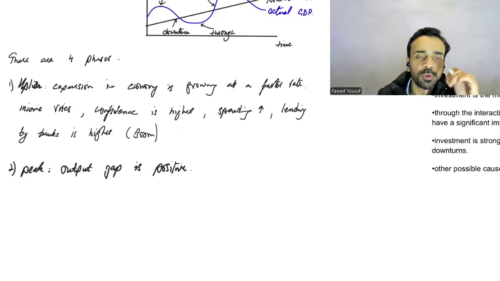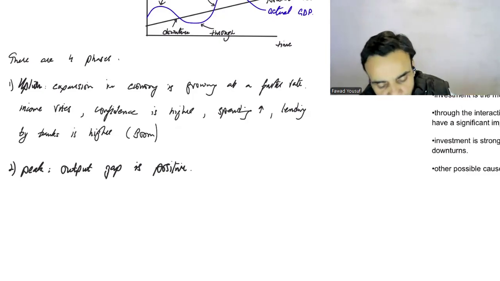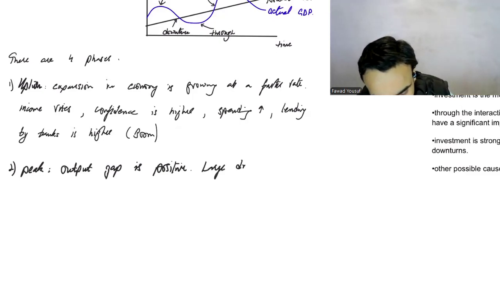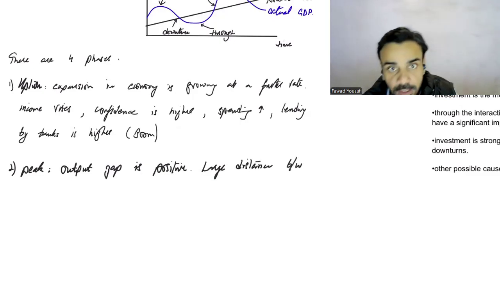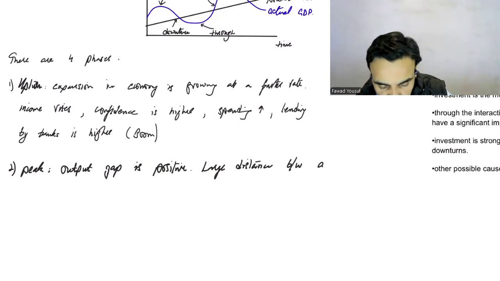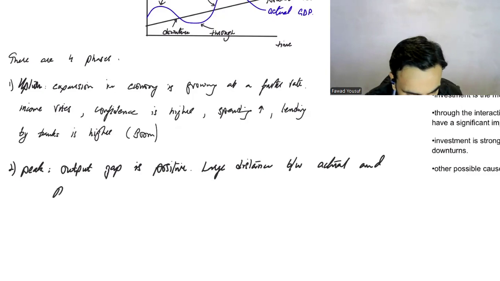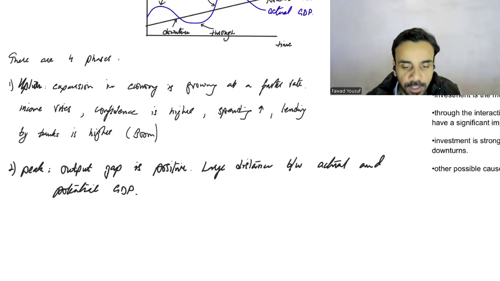What I mean is output gap is positive, कि actual versus potential के अंदर there is the greatest distance. You have like a large distance between actual and potential GDP.